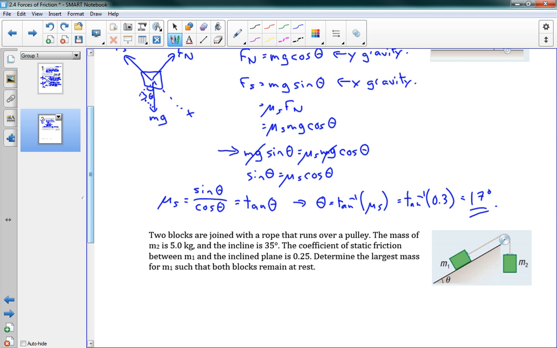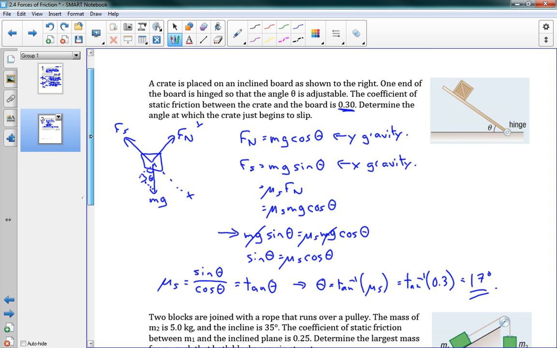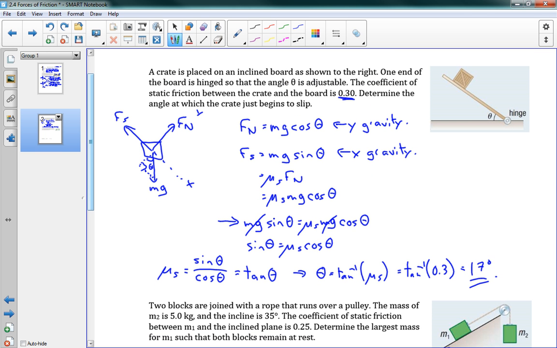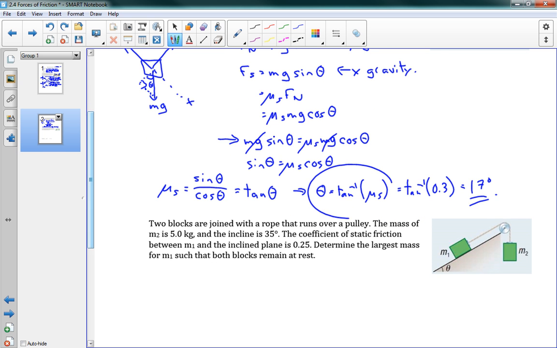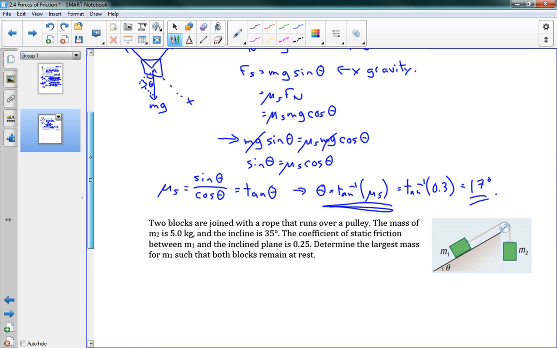It means that this sort of situation, which is a very plausible real-world situation, if you want to know sort of what the maximum angle is before something starts sliding, all you need is mu s. Here's our equation. It's theta, the angle, is equal to the tan inverse of mu s. And I think that's pretty cool. Okay, so I'm just going to underline that because I think that's a pretty neat statement.